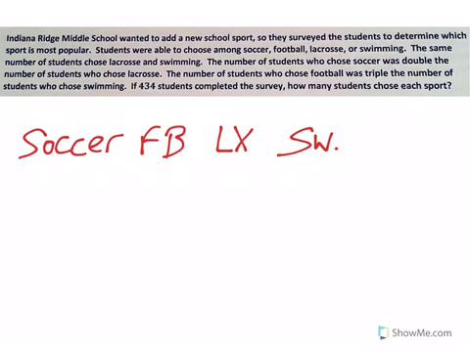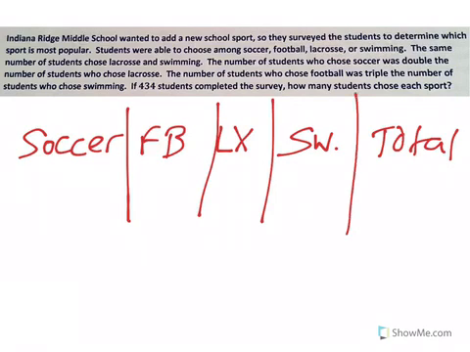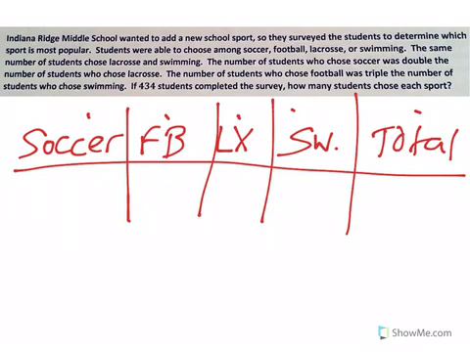This 434, we're going to ignore that for a minute. But we do need to know our total. So we're going to create a few columns here. So we have soccer, football, lacrosse, swimming, and then our total. So let's just go back to the very beginning. The same number of students chose lacrosse and swimming. Let's make it really easy. Let's say 1 student chose lacrosse, 1 student chose swimming.